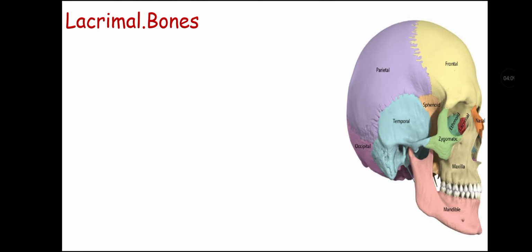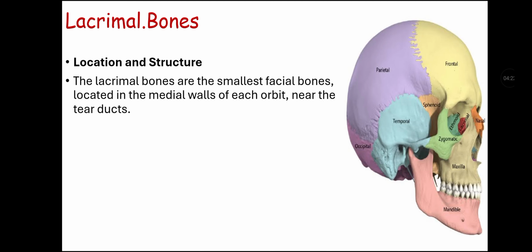Next bone is lacrimal bone. As you can see here in the diagram, in the orbital cavity, the red colored bone is the lacrimal bone. They are also paired bones, that means there will be 2 lacrimal bones in every skull. Location and structure: the lacrimal bones are the smallest facial bones, located in the medial wall of each orbit near the tear duct area, as you can see here in the diagram.